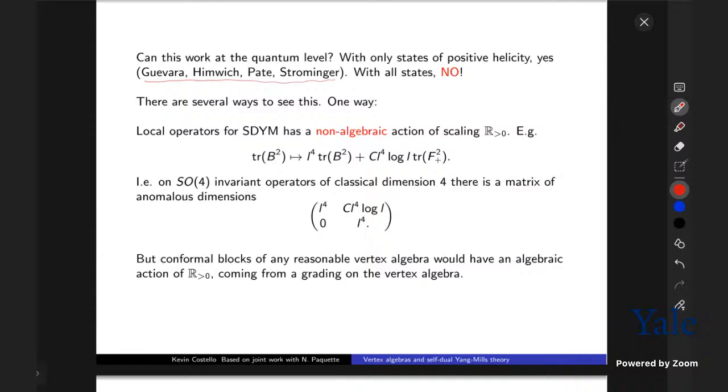But we're trying to do something a little different because we want to look at form factors. And we want to use this identification of form factors with conformal blocks. And then it cannot work.